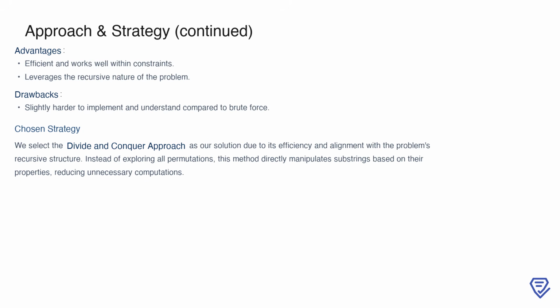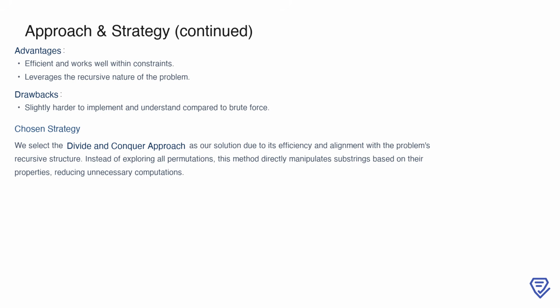The divide and conquer approach offers several advantages. It is computationally efficient and operates well within the problem's constraints. By leveraging the recursive nature of special binary strings, the method avoids the pitfalls of generating and validating all permutations. However, it is important to note that this approach is slightly harder to implement compared to brute force. It requires careful handling of the recursion and sorting logic to ensure correctness.